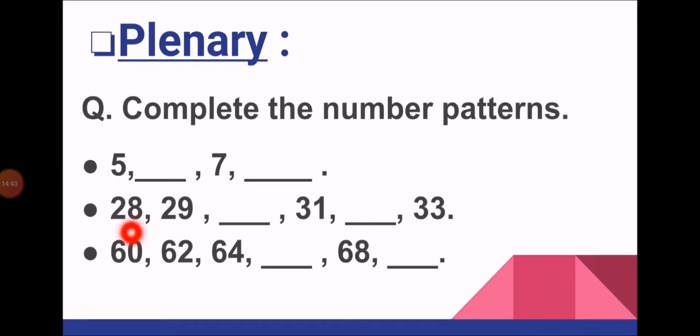Last one, 60. Then 61 is not here. So 62 is here. It means we skip one number between each two numbers. 60, skip 61, then 62. Skip 63, then 64. Skip 65, then what comes here? 66. Excellent. Then 67, skip that. 68, good. Then skip 69, and the last will be, yes, it's 70.